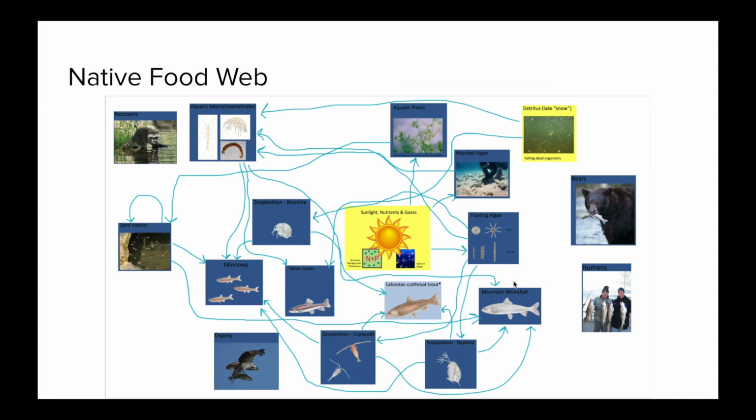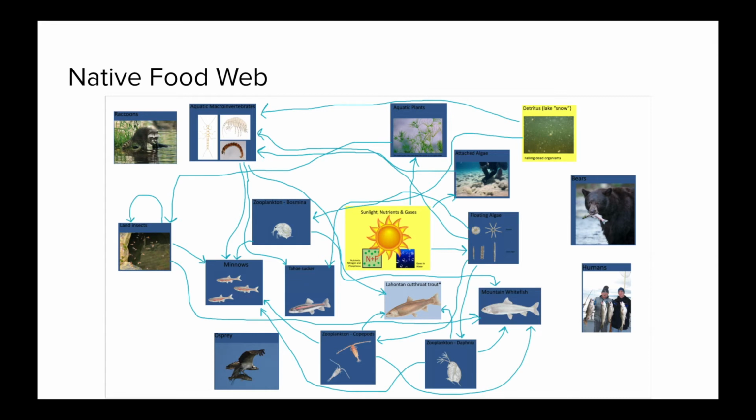So that means that this mountain whitefish is a top predator in this system. Whereas the floating algae, most of the arrows are pointing away. It's giving most of its energy away. So the floating algae is a big prey source in Lake Tahoe.